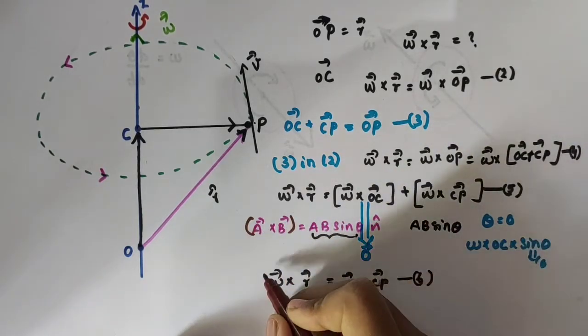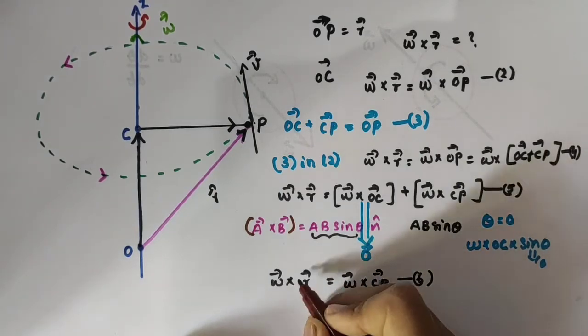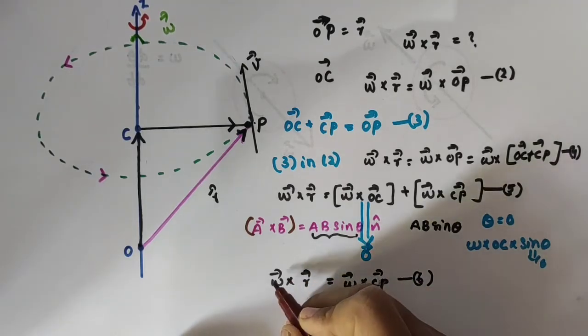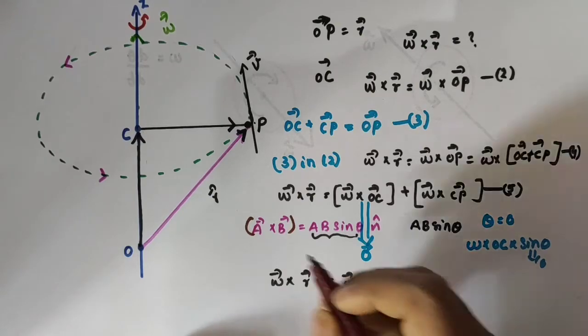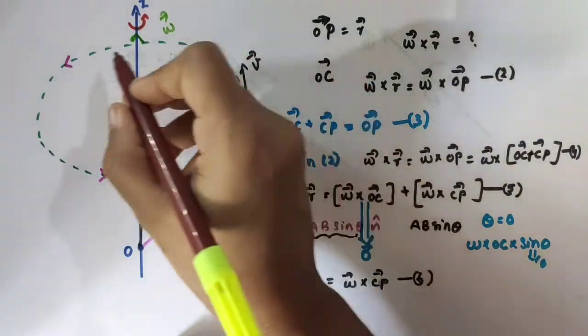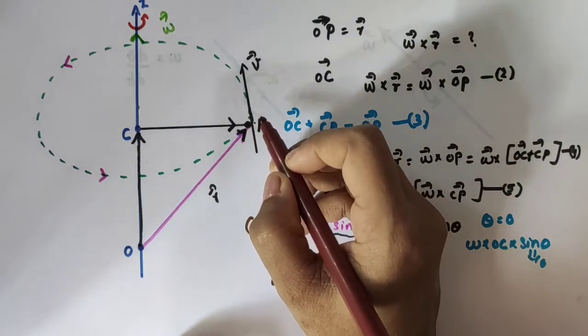So here we have vector omega cross vector R is equal to vector omega cross vector CP. The product of it would be perpendicular to both vector omega and also to vector CP. Vector CP is actually the radius of the circle described by the particle at P. So perpendicular to this means what?